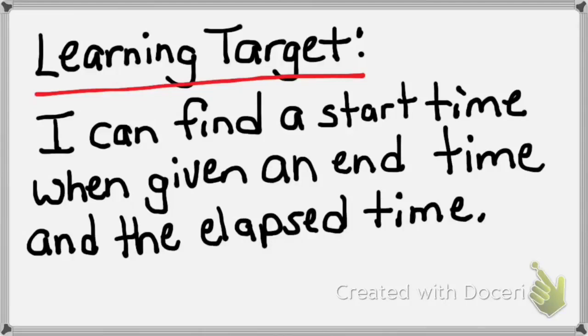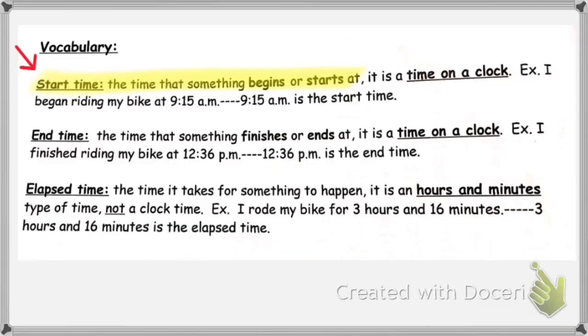Let's review the vocabulary for this. A start time is the time that something begins or starts at. It's a time on a clock. Example, I began riding my bike at 9:15 a.m. 9:15 a.m. is a start time. That's the time I started riding my bike, and that 9:15 is the way you would see the time on a digital clock.